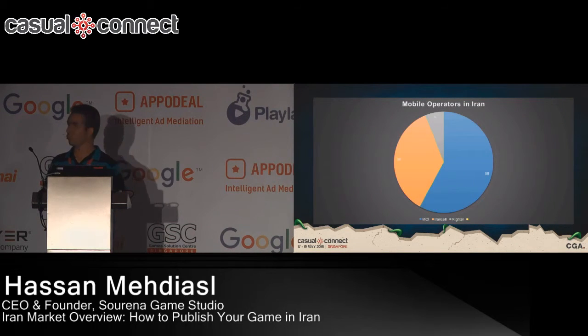We have three major mobile operators in Iran. The biggest one is MCI with around 60%, the second one is Irancell with around 35%, and the last one is Rightel. All of them support 3G and 4G.